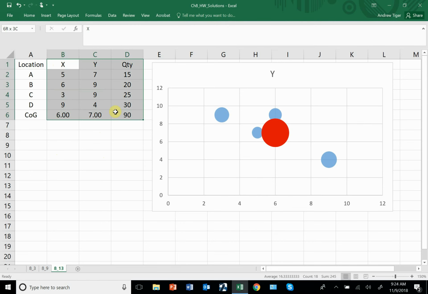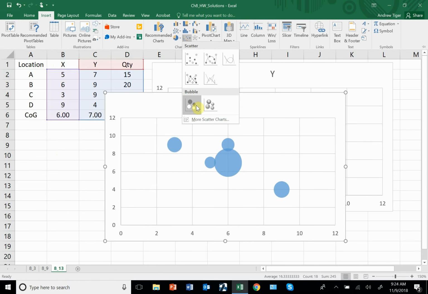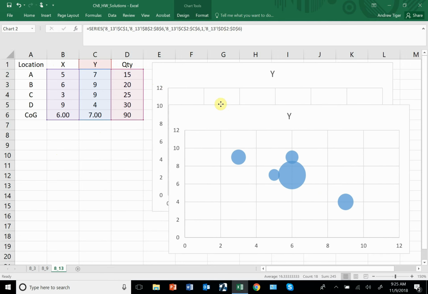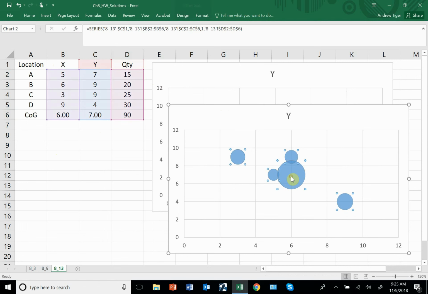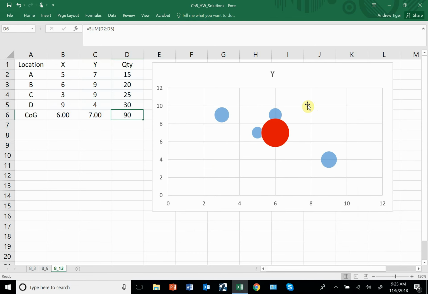Once you have that data, you can grab this, go and insert, scatter, but let's use the bubble plot. You can use either one, I don't care. And then you can left click on one of them a couple times. That's the center of gravity. It's the biggest. The reason I know it's biggest is because it has the largest quantity. And then I changed the color of it. And that's how I wound up with this. So the center of gravity is 6, 7.